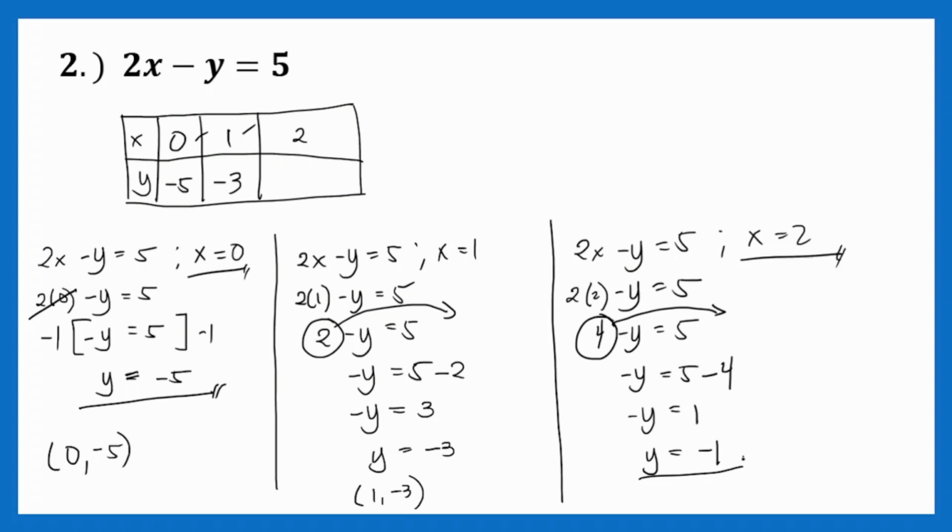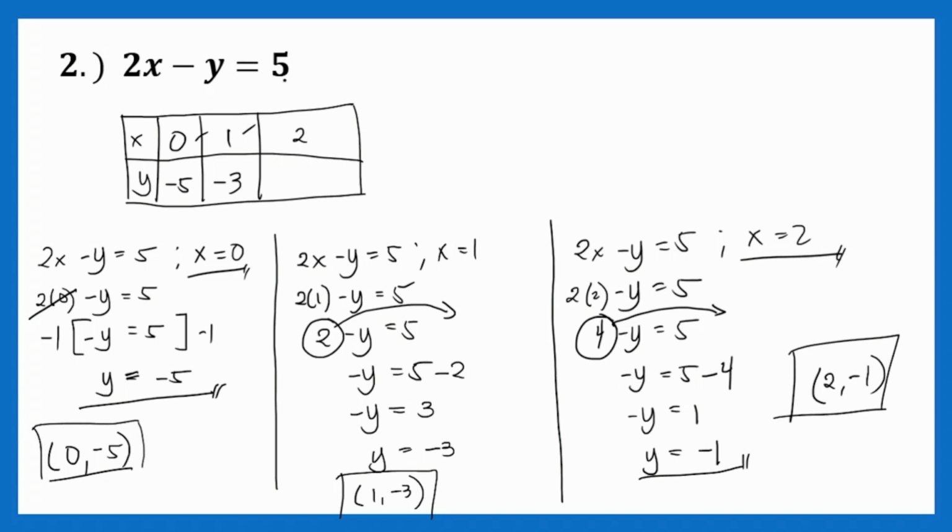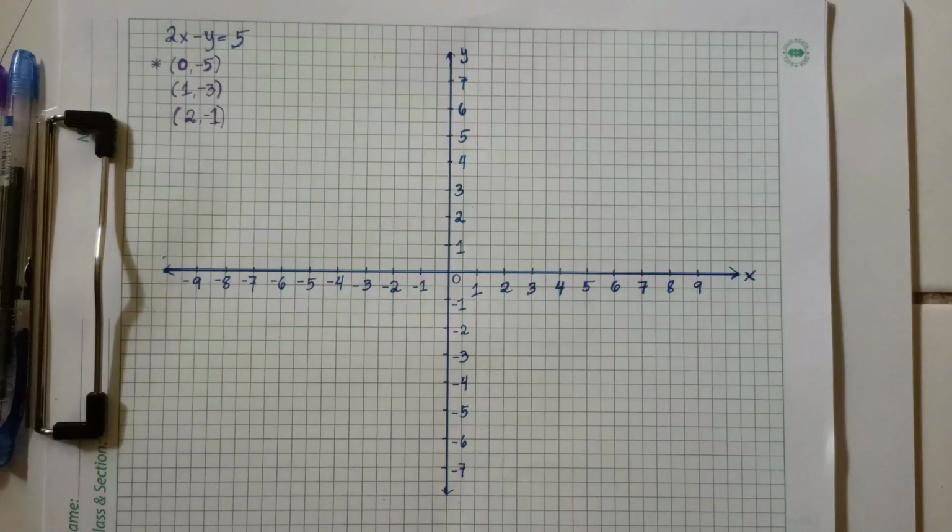So, let's make an ordered pair. First is x, that's 2, followed by y, which is negative 1. Okay? So, these are now the points that we will graph, that we will plot to create the graph of our equation 2x minus y is equal to 5. So, let's proceed. Let me go to my graphing paper to show you the graph of 2x minus y is equal to 5. Alright. So, let's graph number 2.